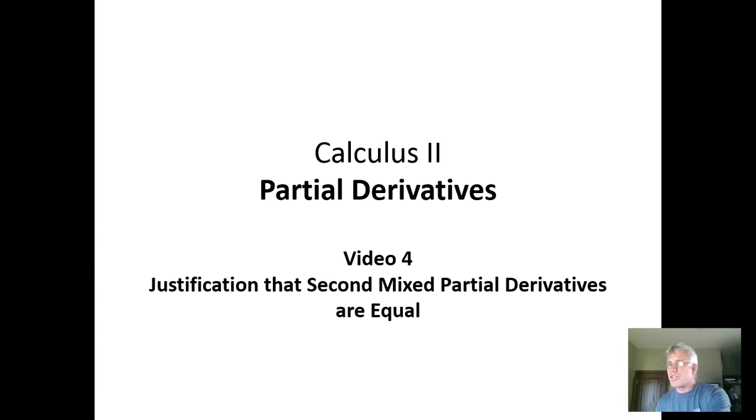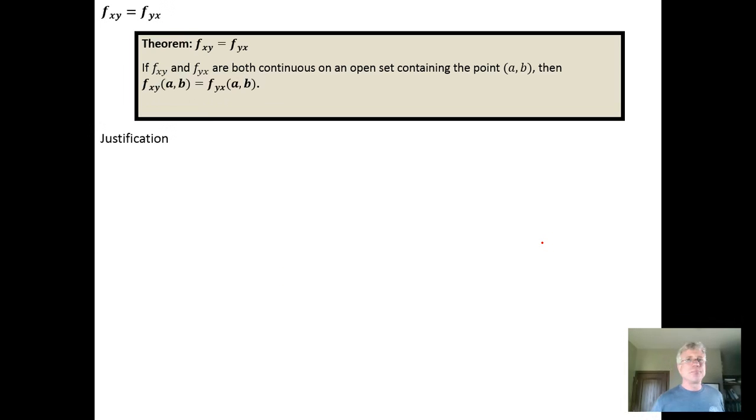So in this video, we just want to justify the claim that the second mixed partial derivatives are in fact equal. So the claim is that if we compute f sub xy and f sub yx, we'll get the same result every time. The justification would be to calculate initially the first partial derivative with respect to x. And to do that, we have to apply the definition of a partial derivative.